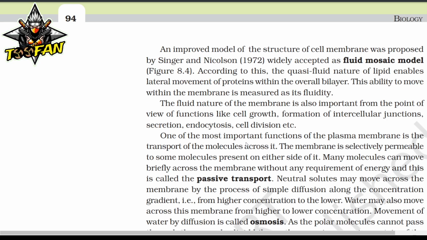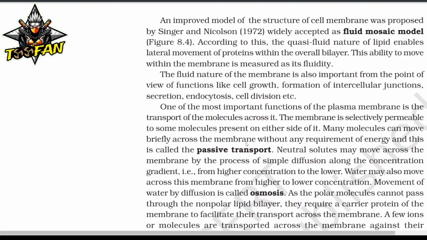An improved model of the surface of the cell membrane was proposed by Singer and Nicholson in 1972, widely accepted as the fluid mosaic model. According to this, the quasi-fluid nature of lipid enables lateral movement of the proteins within the overall bilayer. This ability to move within the membrane is measured as its fluidity. The fluid nature of the membrane is also important from the point of view of functions like cell growth, formation of intercellular junctions, secretion, endocytosis, cell division, etc.